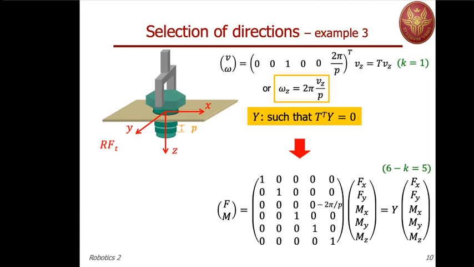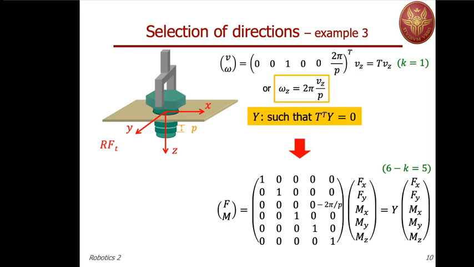And then again a 1 in position 4 and position 5, so that these produce certainly 0. And finally, an orthogonal vector to the 0, 0, 1, 0, 0, 2 pi over p, which is, for instance, the one with the minus 2 pi over p in the third position and the 1 in the last position. So again, we have this matrix. It has clearly independent columns, so it's our Y matrix.